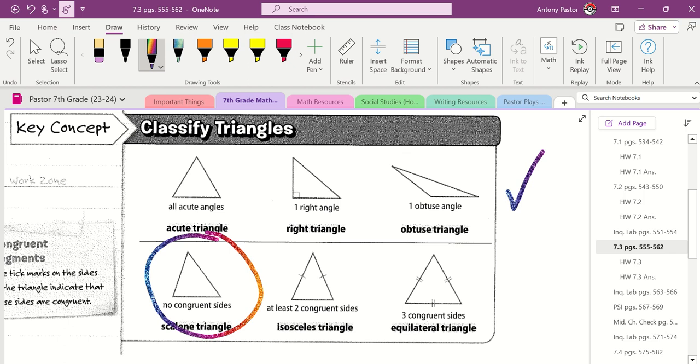Okay, well, if sides are congruent, those sides are equal. They don't have to all be equal, but I'm saying if two sides are congruent, they're equal. So this one's saying there's no congruent sides, which means that all of the sides are what then?